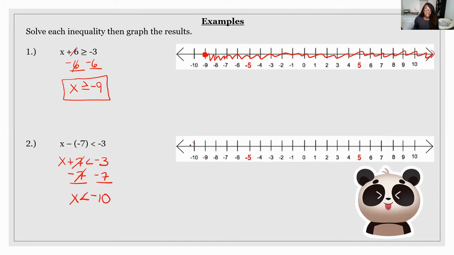So since it's just less than, it's going to be an open circle on negative 10. And I'm going less than, so that means I'm shading to the left, all the way to negative infinity. Okay, so all the values that are less than negative 10, not including, just less than negative 10, will make that into a true statement.